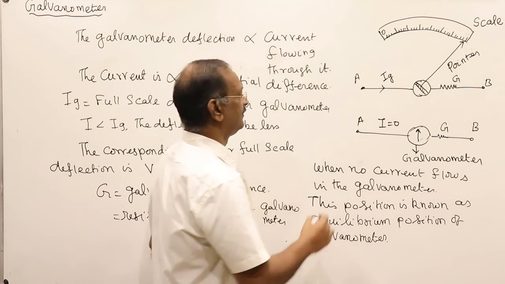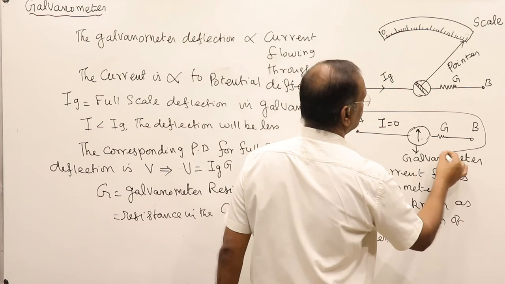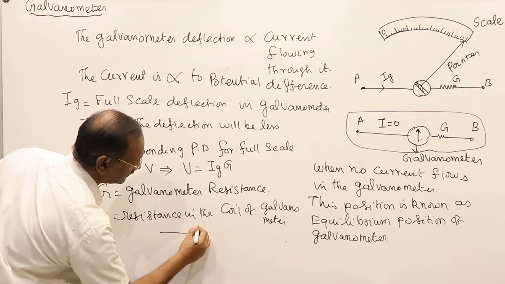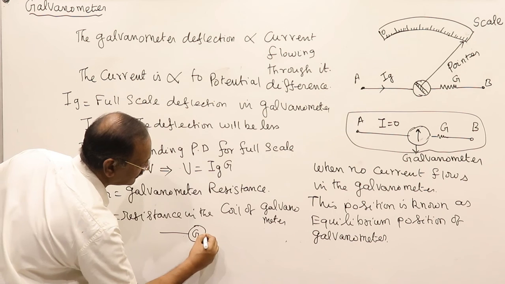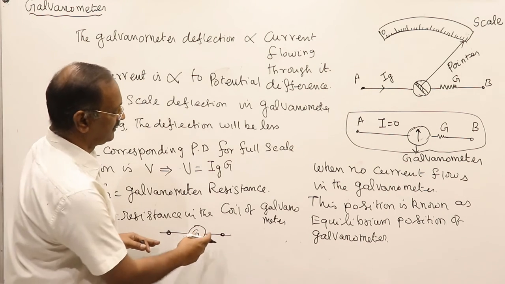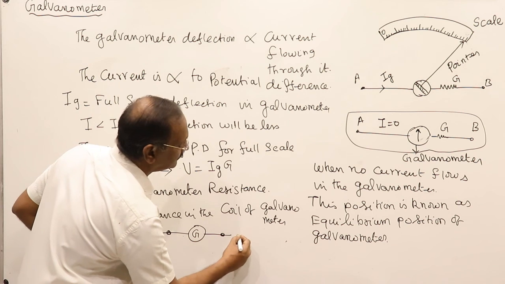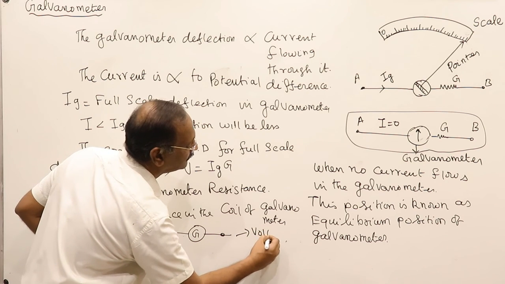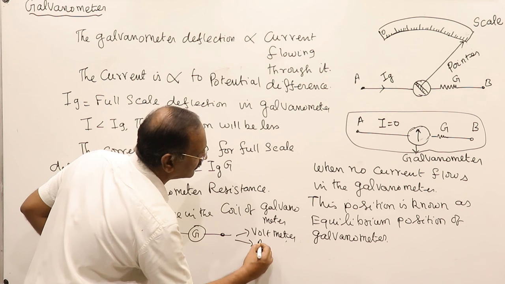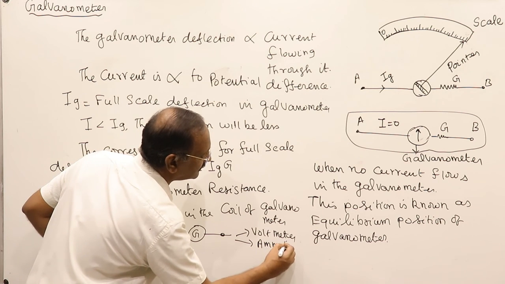So afterwards we will be using the circuit like this. This is a galvanometer with a resistance. It may be converted into a voltmeter, or it may be converted into an ammeter, that we are going to see later.